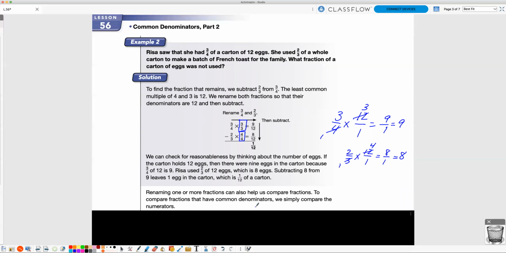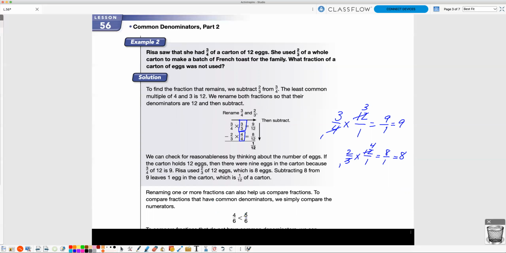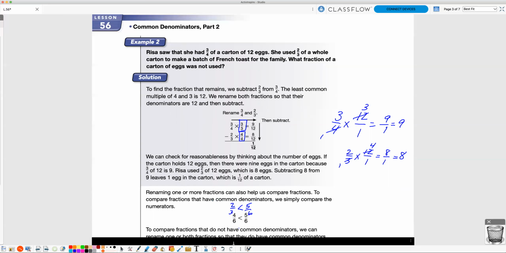Renaming one or more fractions can also help us compare fractions. To compare fractions that have common denominators, we simply compare the numerators. So you know that 4 is less than 5, therefore 4/6 is less than 5/6. And this actually reduces to 2/3, so 2/3 would be less than 5/6. To compare fractions that don't have common denominators, we just need to rename one or both of those fractions so that they do have common denominators. And because these both have 6's, we know that 4 and 5 is all we need to compare, and we know 4 is less than 5.